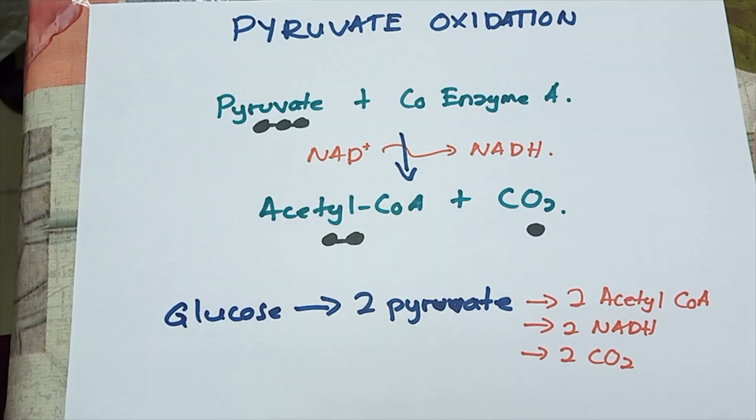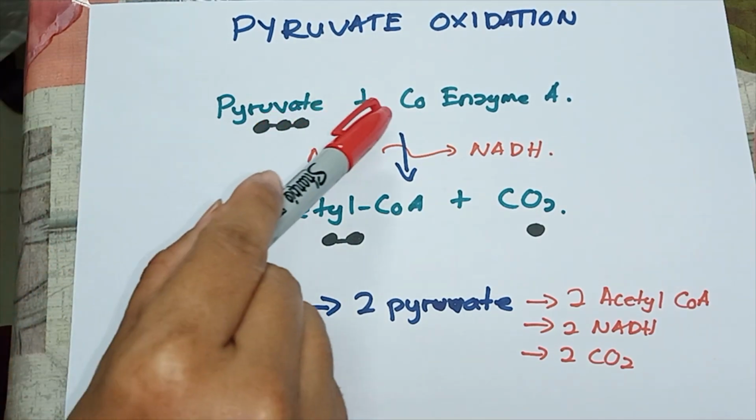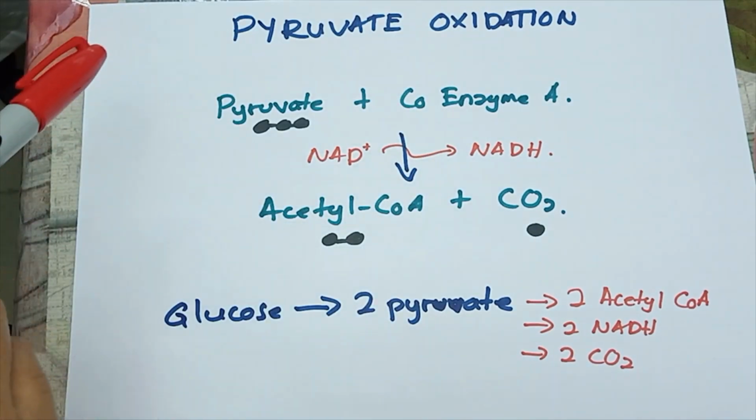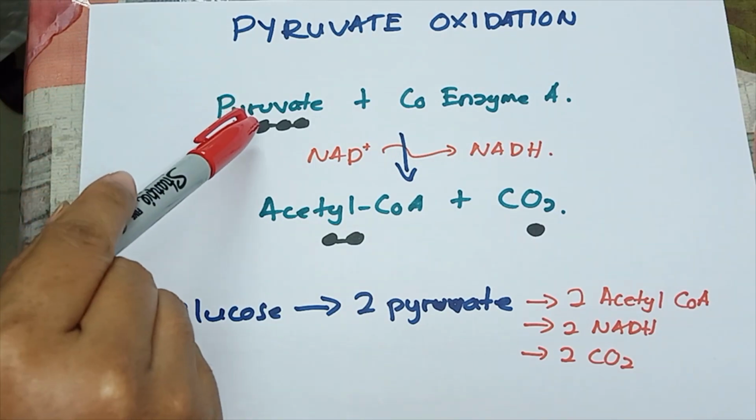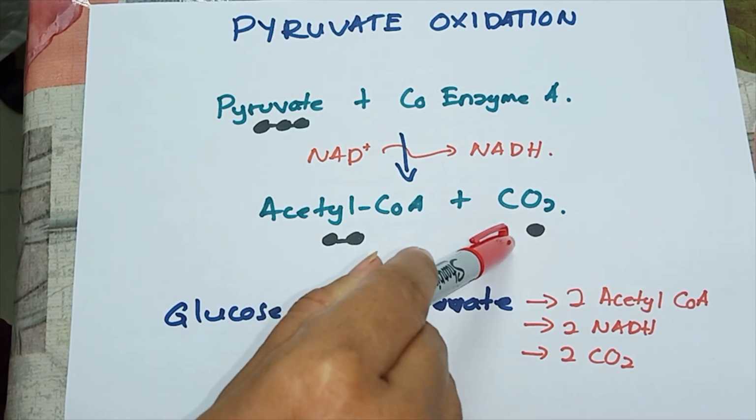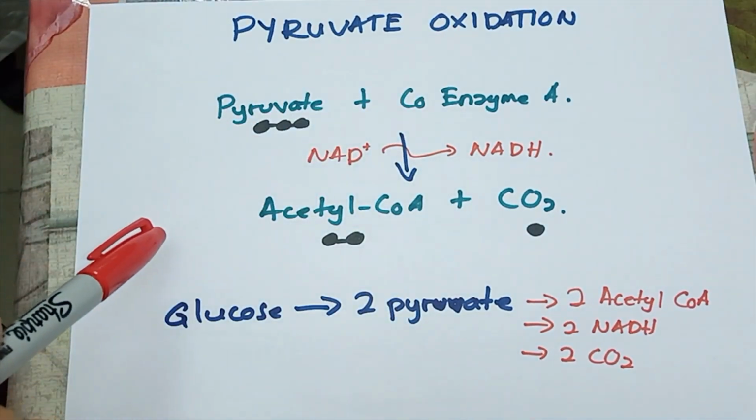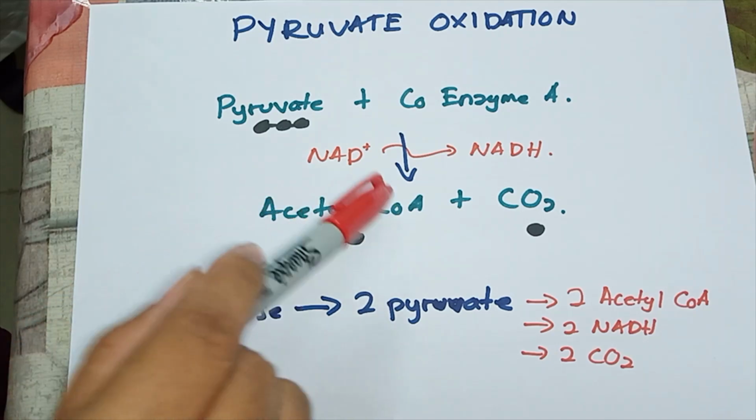The next step after glycolysis is the pyruvate oxidation or preparatory reaction. What happened during this stage? Pyruvate consists of 3 carbons. We react it with coenzyme A. And what happened here? From pyruvate, we lose 1 carbon, which becomes carbon dioxide. The two-carbon molecule will react with coenzyme A and become acetyl-CoA.